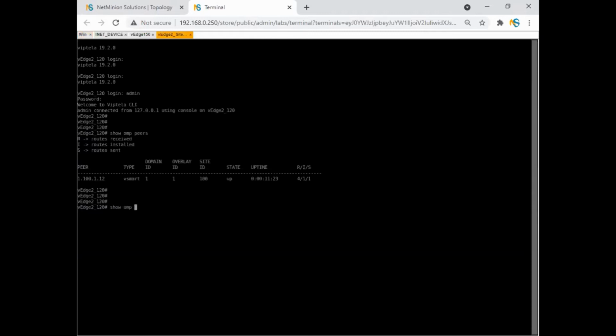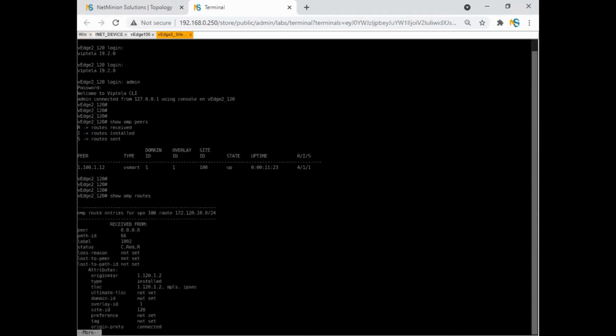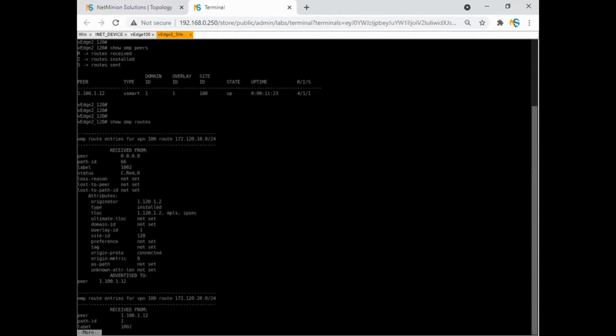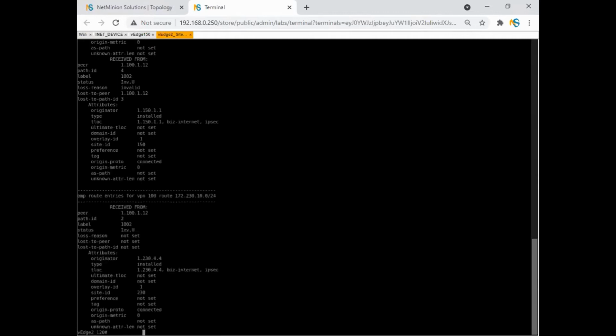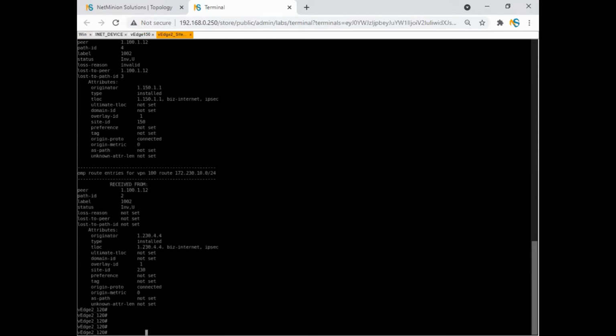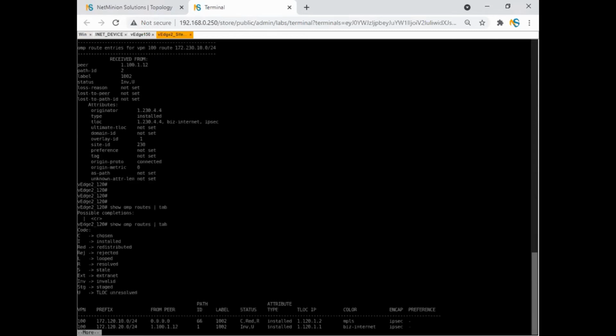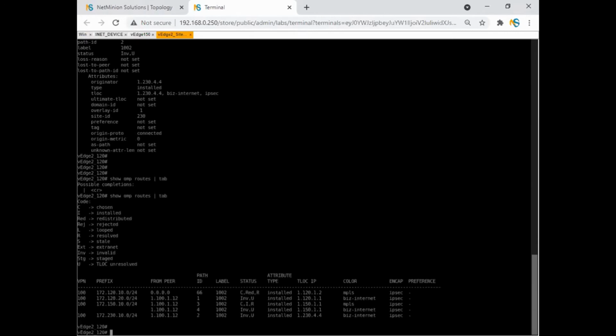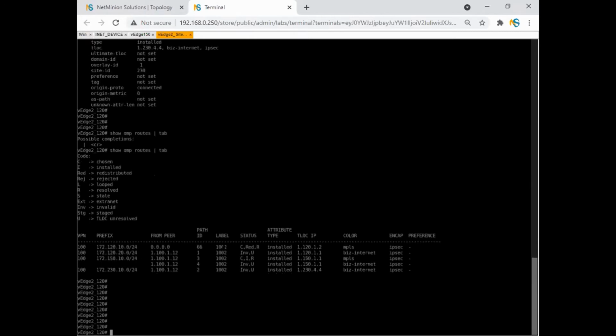So if we just show OMP routes, you would be able to see there are a couple of routes coming over here, in the form of a table. These are the routes which are coming. A couple of the routes are invalid also. Why these are invalid, we will talk about those scenarios later on. What is the VPN we are talking about? What are the VPNs? Again, we will talk about it in some time.